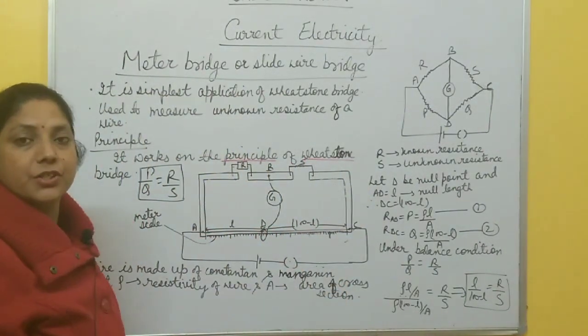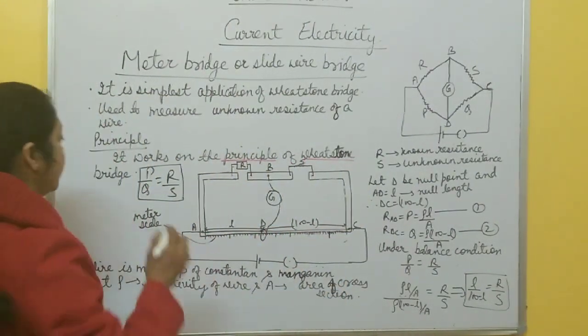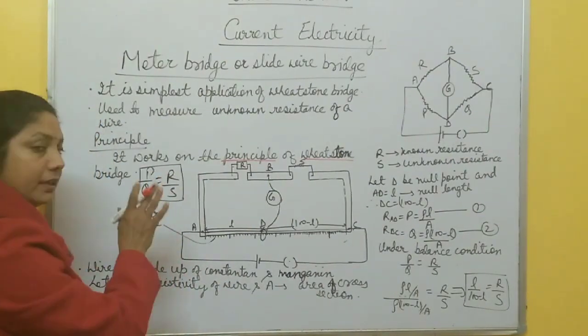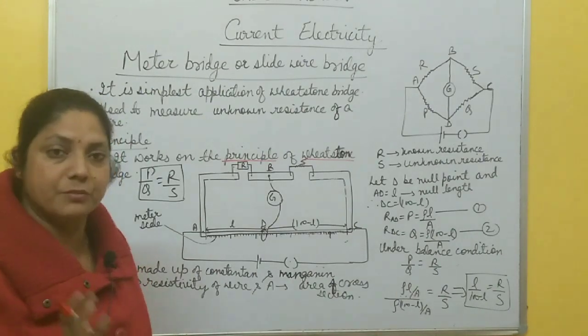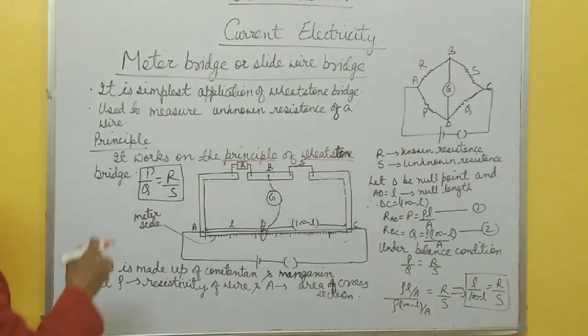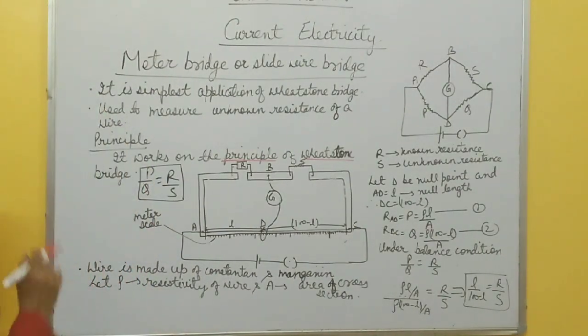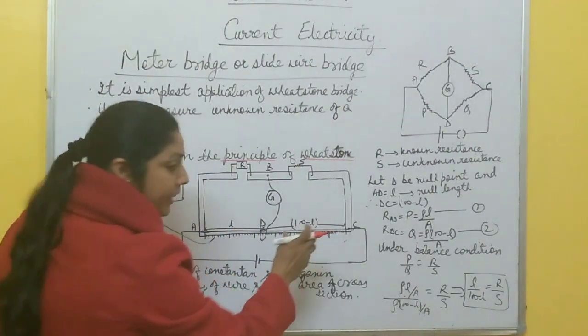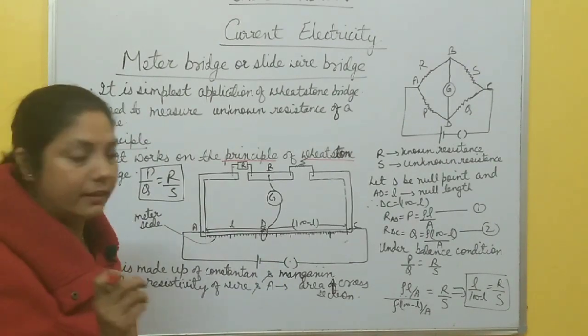Under balance condition, what is the principle of Wheatstone bridge? That P by Q equal to R by S, where P, Q, R, S are resistances in the 4 arms of the bridge, right? So now, as the name suggests, meter bridge. Meter bridge means it consists of a wire of 1 meter length.